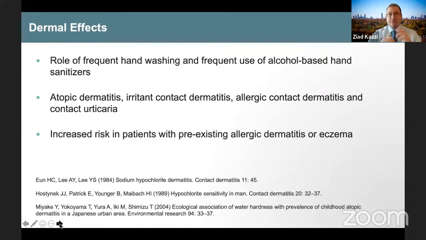And this happens because people really remove the protective layers of the skin, whether it's fat or the upper layers of the stratum corneum, and that makes the skin much more vulnerable to potential irritants or chemicals added to a variety of products that you use every day.